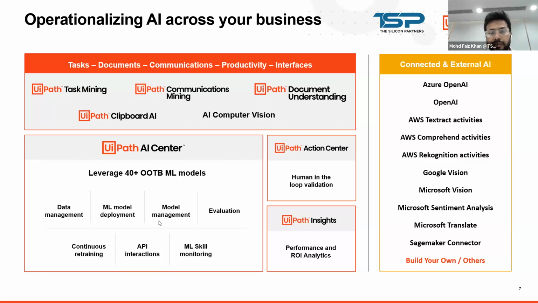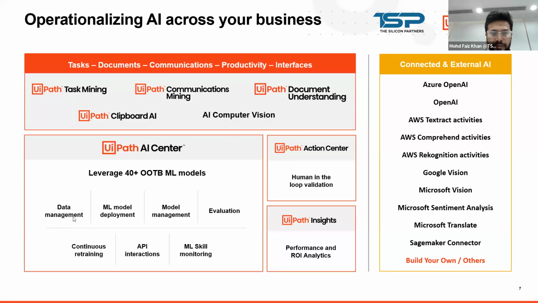You can integrate Action Center with your process to add a human in the loop. We also have UiPath Insights to generate dashboards and get proper visibility of your Orchestrator or process. You can also integrate with third-party platforms, such as Azure OpenAI, AWS Textract activities, AWS Comprehend activities, and many more. You can integrate with UiPath Integration Service as well.